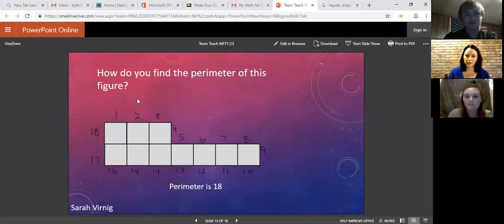Okay, and on this figure, we're looking for the perimeter. So what we do with the perimeter, as we already learned, is the measurement of the outside of a figure. So for this one, all we would do is count up the length of each tile block, which we get 18. So then our perimeter would be 18.